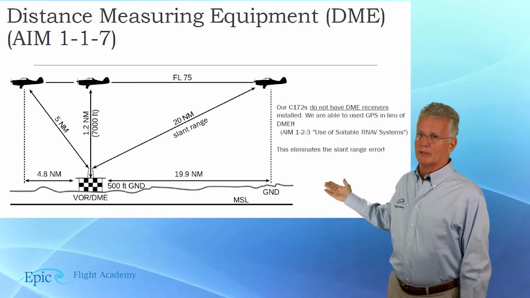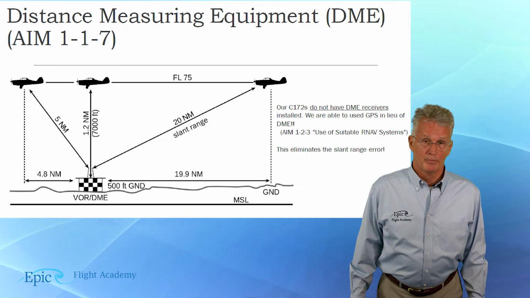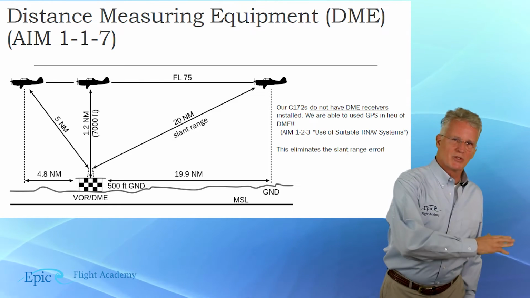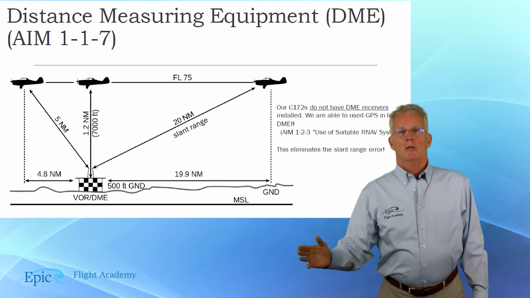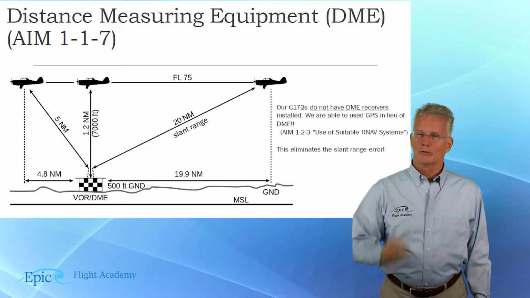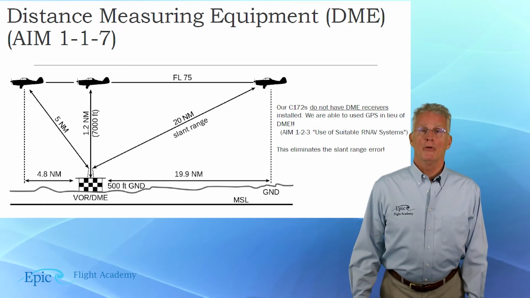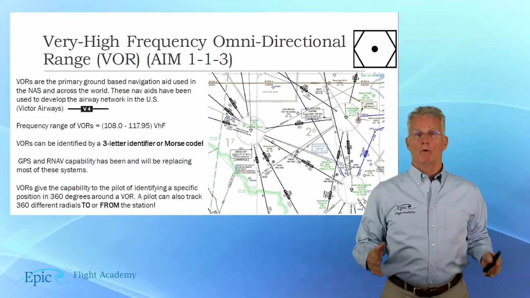Well, you can see in the picture, it's 1.2 miles vertically. And so you can see where the slant range causes a larger and larger error the closer you get to that DME. Well, thirdly, we have what we call the VOR.